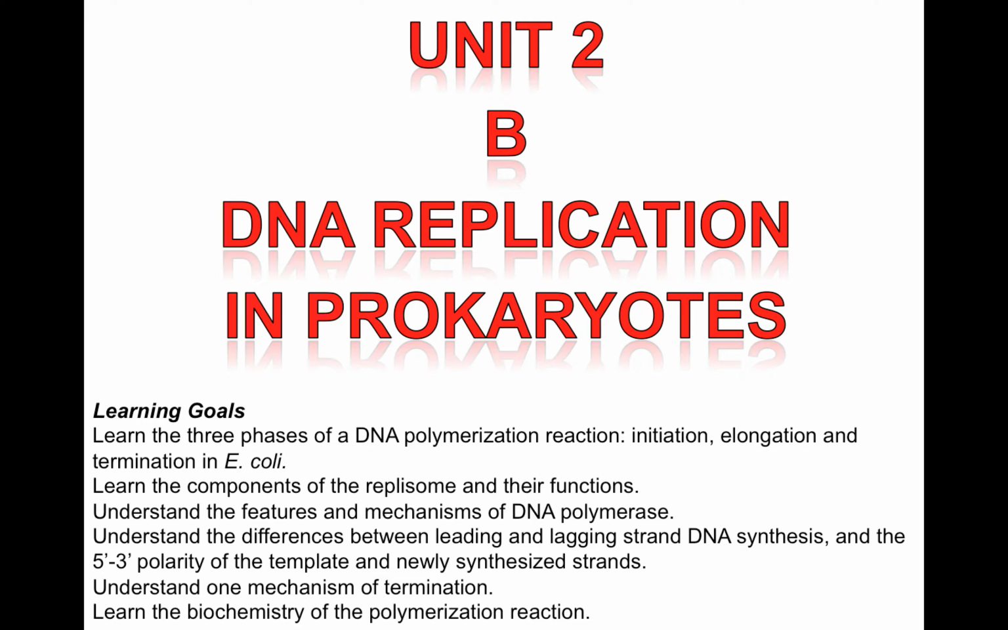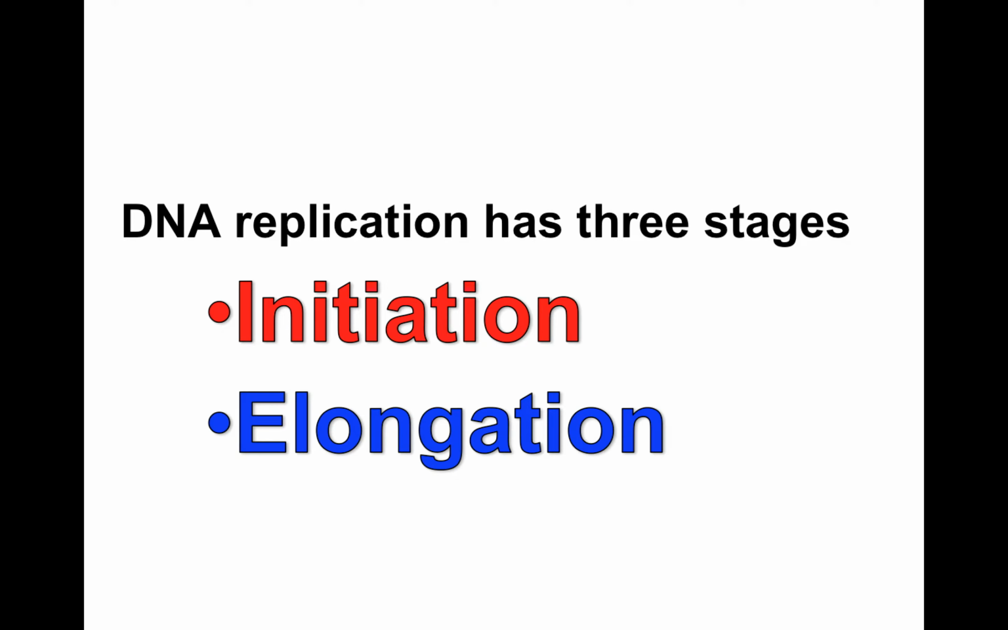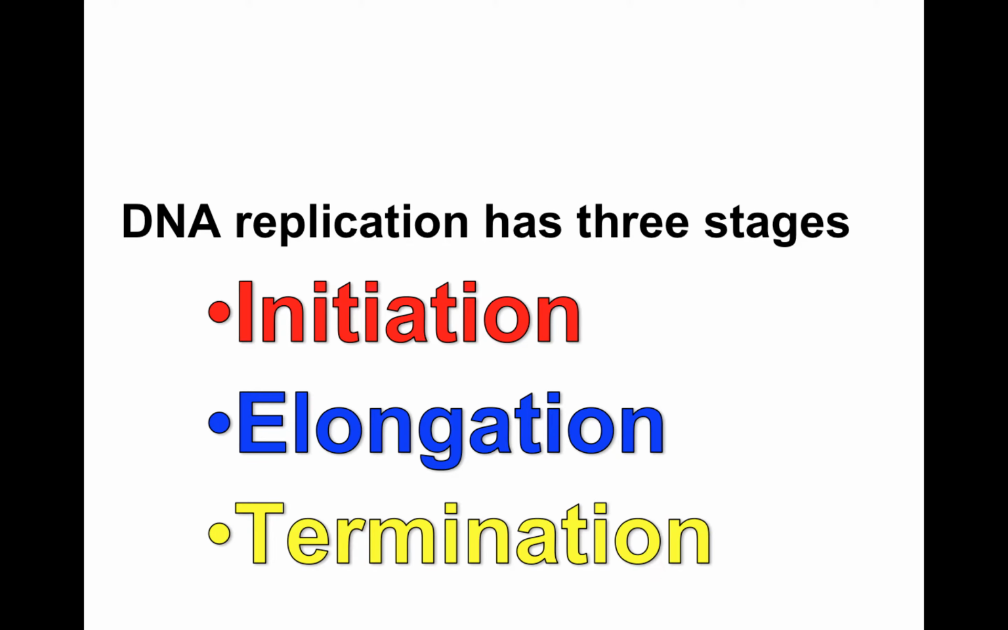We're going to understand the differences between leading and lagging strands of DNA synthesis and the 5' to 3' polarity of the template and the newly synthesized strands. We're going to look at one mechanism of termination, and then we're going to learn the biochemistry of the polymerization reaction itself. So DNA replication, as does all polymerization reaction, has three stages: initiation, elongation, and termination. Usually, initiation is the most complex of all three of these phases of any polymerization reaction.